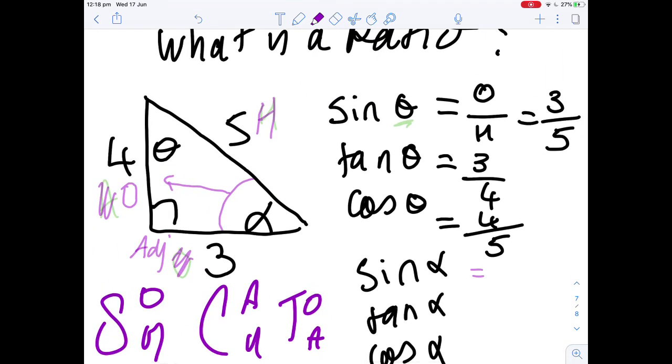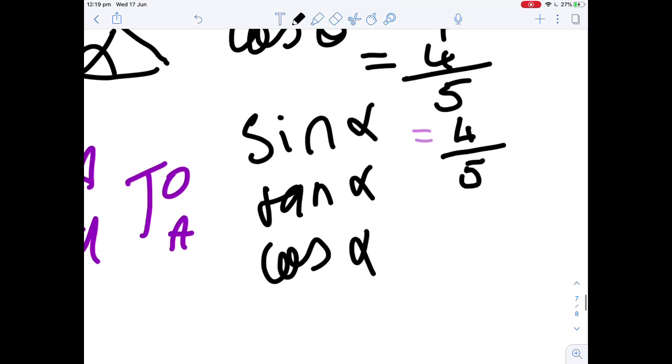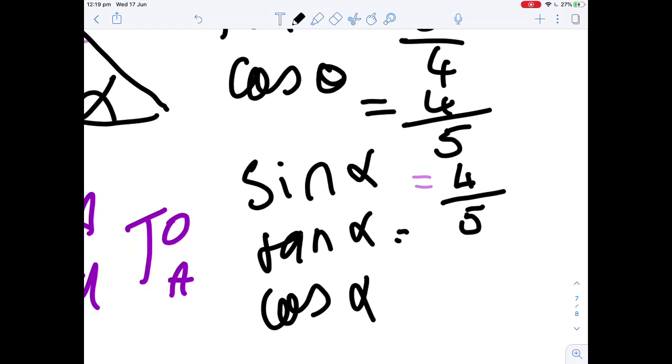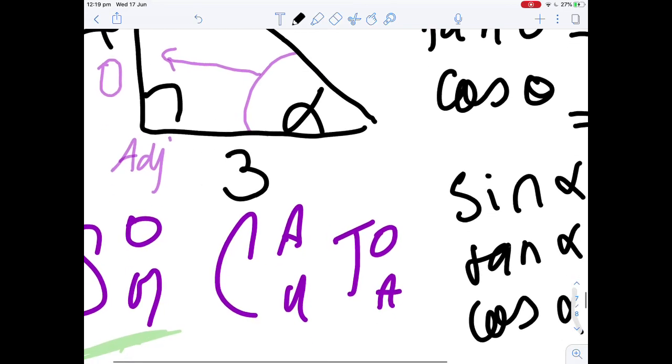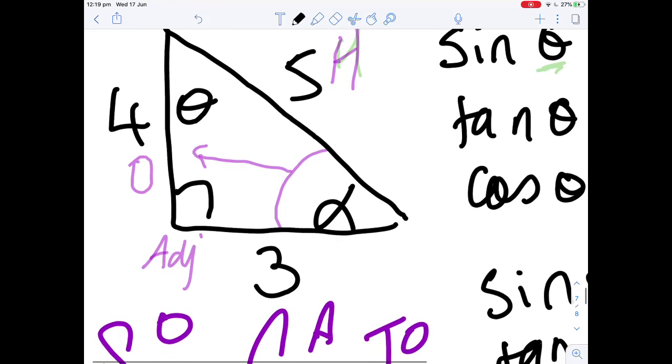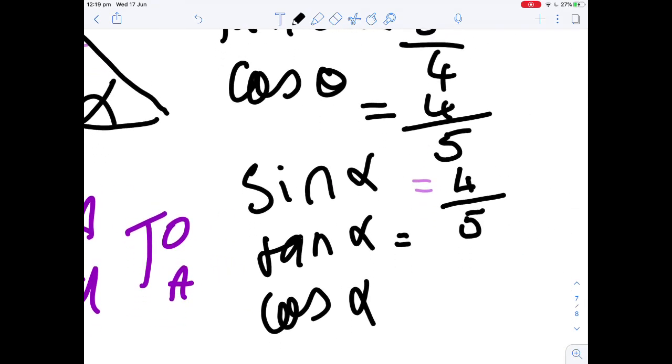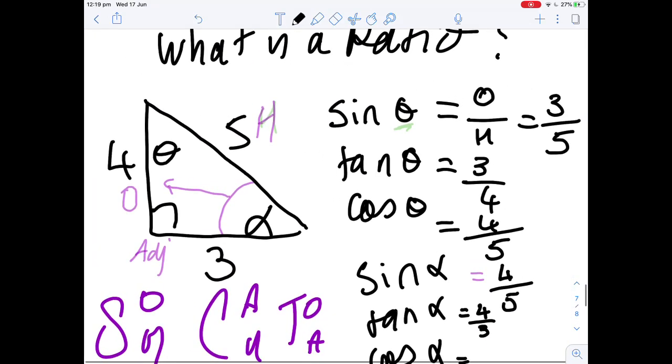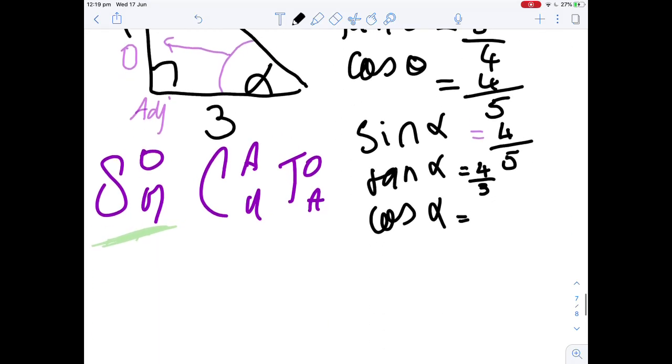So what is my sine? It's opposite over hypotenuse. So O over H, which is 4 over 5. That's that one. And what's tan? Tan is opposite over adjacent, which in this case, where's my opposite? It's 4 over 3. And then your cos, which is going to be adjacent over hypotenuse, so 3 over 5.